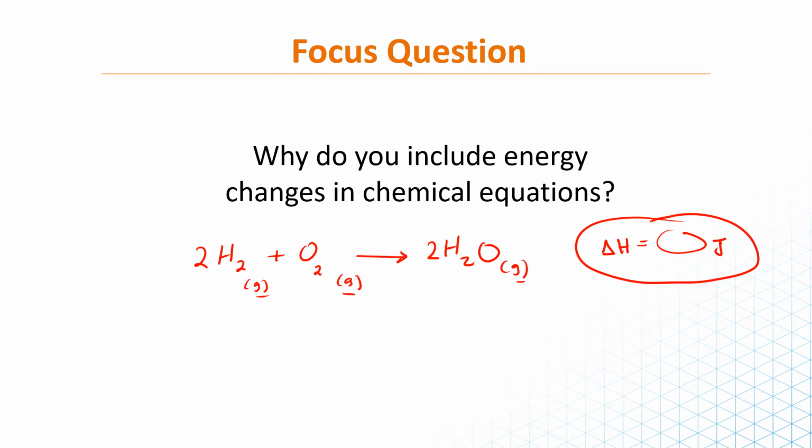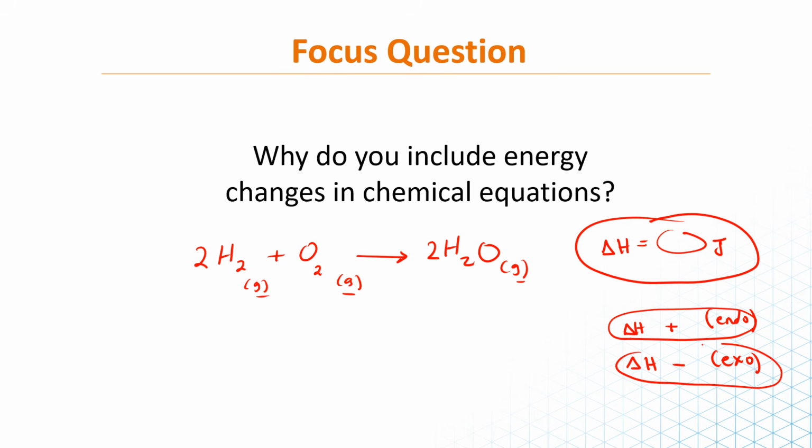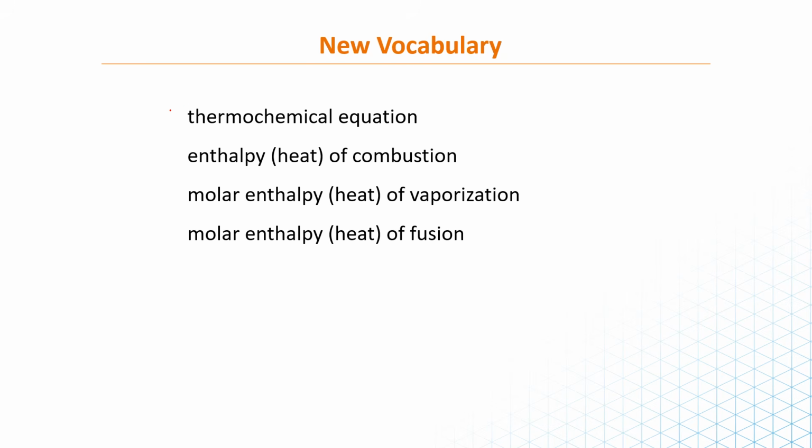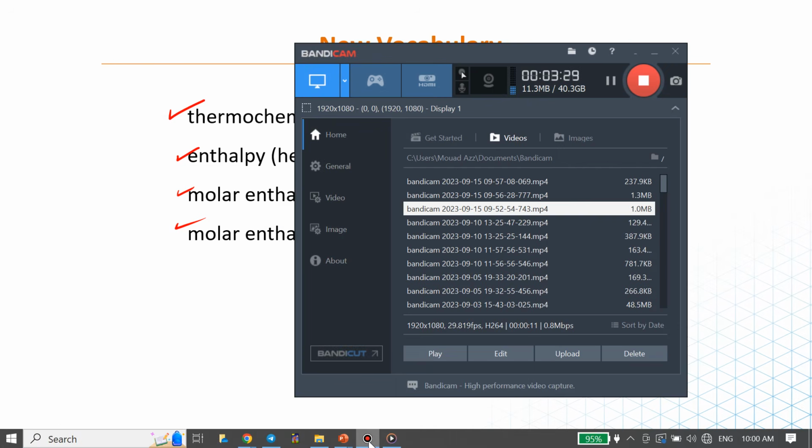Why would we include the energy? Remember that if delta H is positive, it means it is endothermic. If delta H is negative, it is exothermic. Endothermic absorbs heat, exothermic loses heat. So we will include these values in chemical equations so that we can know if the reaction is endothermic or exothermic, right? That will help us understand more about chemical reactions. These are the new terminologies or keywords which we are going to see during the PowerPoint presentation. Just want to double check the recording is working.